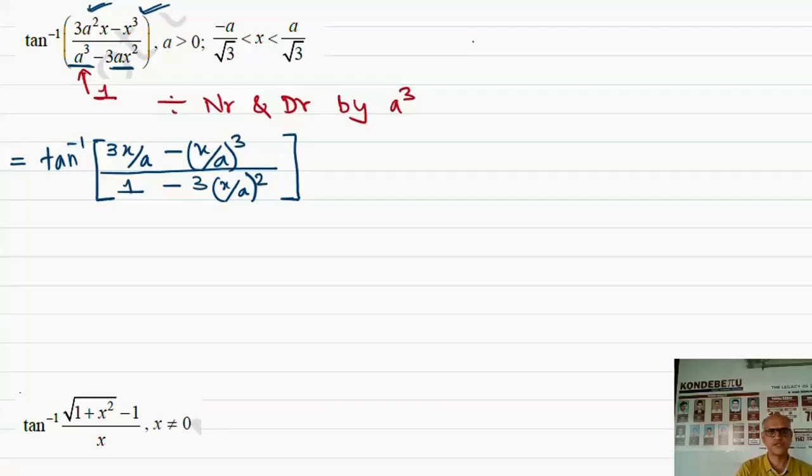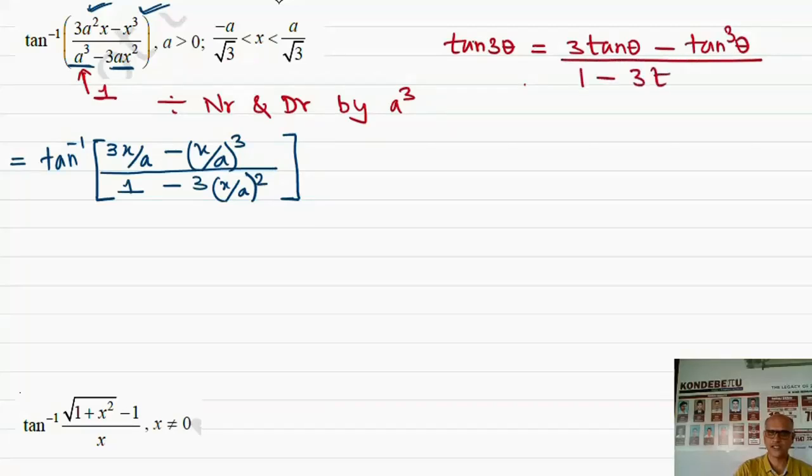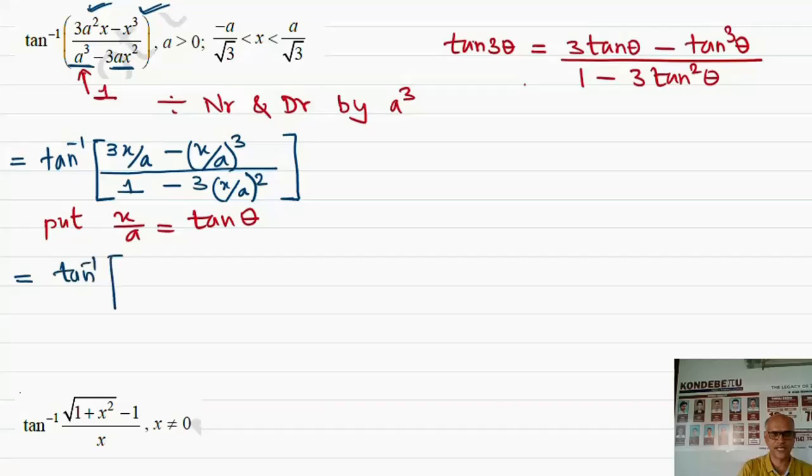Now again, if you observe the bracket, it is in the form of the formula of tan 3 theta. So tan 3 theta is 3 tan theta minus tan cube theta divided by 1 minus 3 tan square theta. If you compare the two, here what should you substitute? Put x by a is equal to tan theta. So if I substitute x by a as tan theta, what will this expression be now? Tan inverse into bracket 3 tan theta minus tan cube theta divided by 1 minus 3 tan square theta.